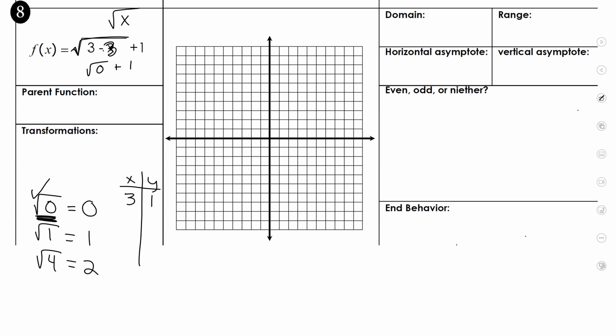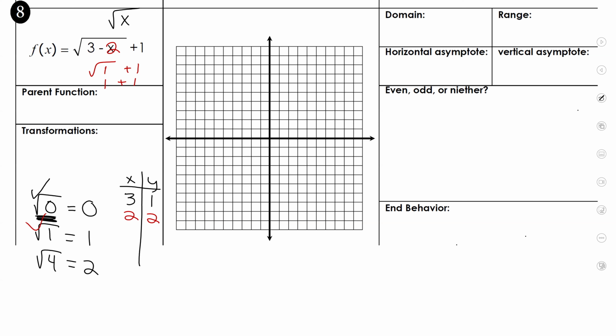Okay, so we got the first square root of 0. What can I plug in to get the square root of 1? What can I plug in? Yes, I can plug in a 2. So if I plug in a 2, what's 3 minus 2? 1. And do we know the square root of 1? It's just 1, and 1 plus 1 is 2. So I get that point. Okay, so we found the square root of 1.